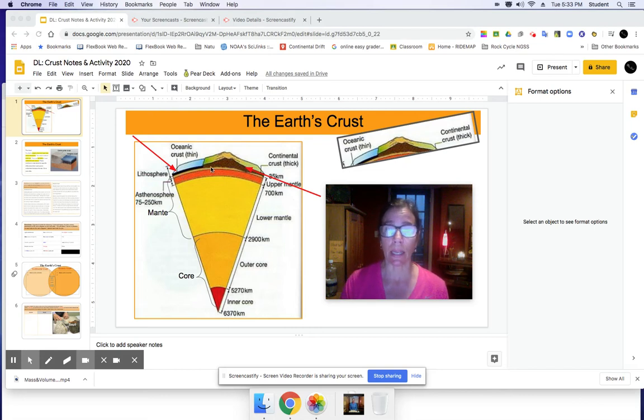The continental crust makes up the continents we live on. The oceanic crust, which is really important that I want you to understand, makes up the ocean floor. It does not make up the world's oceans, the water in the oceans.